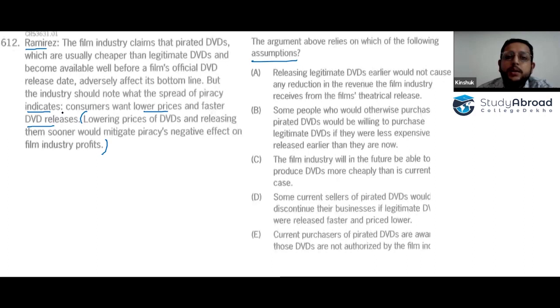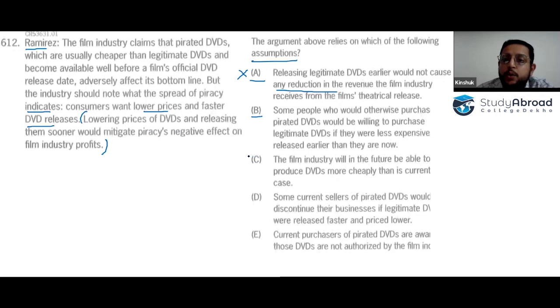How is the author connecting that part to his final conclusion? That if you do that, then piracy would be mitigated. So basically, we have to establish that piracy is because of consumers' demand for lower prices and faster DVD releases, right? On the other hand, answer choice A says it will not cause any reduction in the revenue, right? We are not looking for any reduction in the revenue here. That is not the connection that we are going for, right? So of course, they say that it will mitigate, but the assumption connecting to your final conclusion is missing.